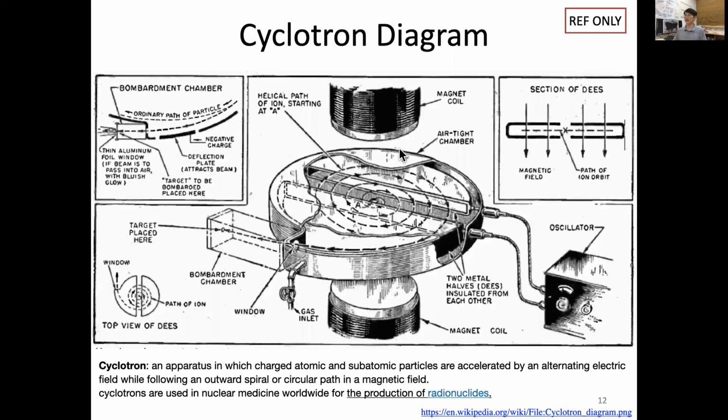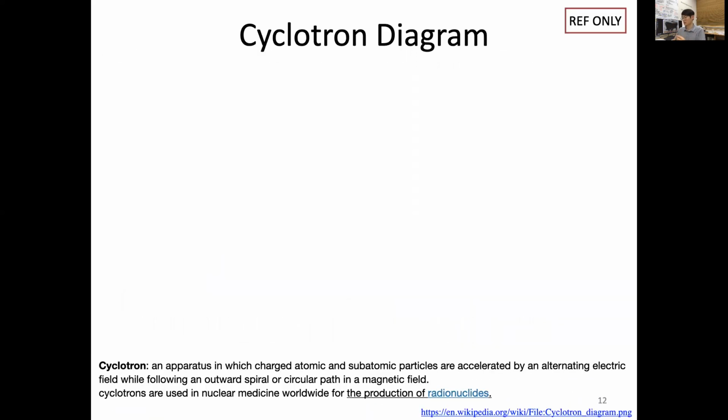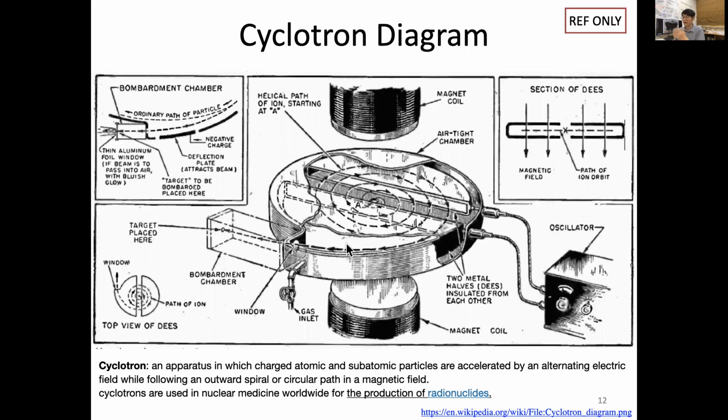This is a diagram. Inside here a charged particle starts, and these 2 electrodes alternately generate an electric field to accelerate the particle from here to here. It gains kinetic energy, which is why it gets a bigger radius. Eventually it is accelerated fast enough to hit a target and produce radionuclides. There is a thin aluminum foil window. All right, and for this we need a huge magnetic coil up and down.